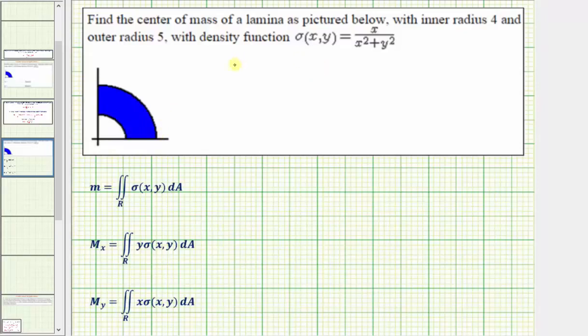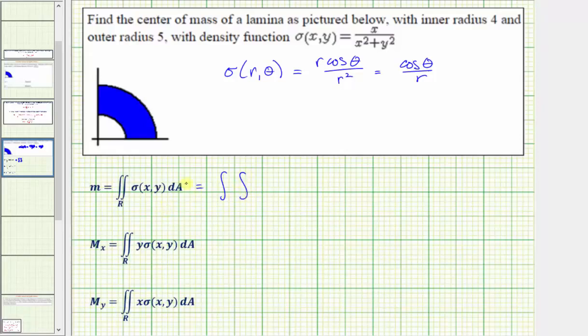So for our first step, let's rewrite the density function as a function of r and theta. So sigma of r comma theta would be equal to, well, x is equal to r cosine theta, and x squared plus y squared is equal to r squared. So we have r cosine theta divided by r squared, which simplifies to cosine theta divided by r. Which means for the mass, we're going to have the double integral.